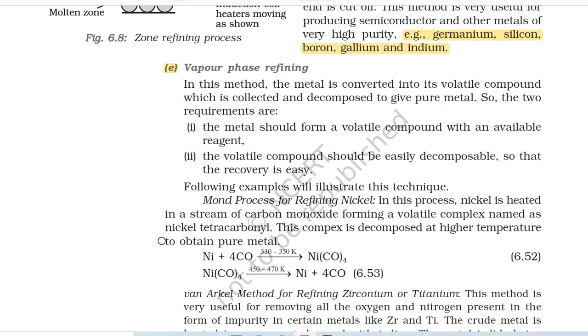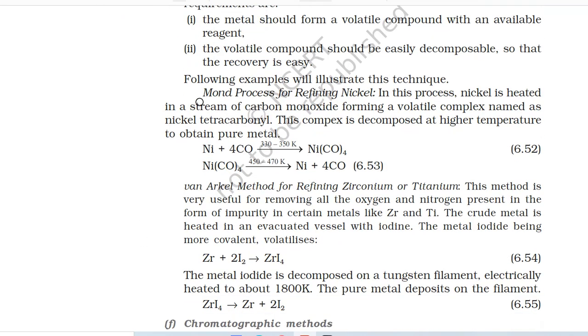E. Vapor phase refining. In this method, the metal is converted into its volatile compound, which is collected and decomposed to give pure metal. So, the two requirements are: first, the metal should form a volatile compound with an available reagent. Second, the volatile compound should be easily decomposable so that the recovery is easy. Following examples will illustrate this technique. Mond process for refining nickel.